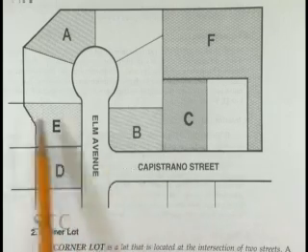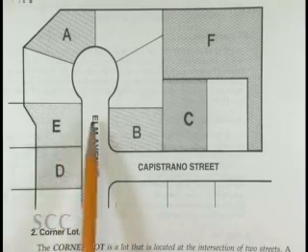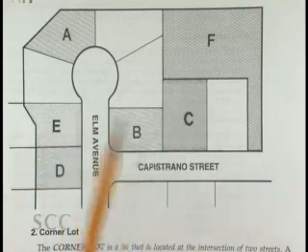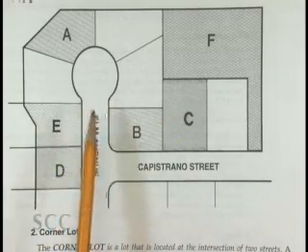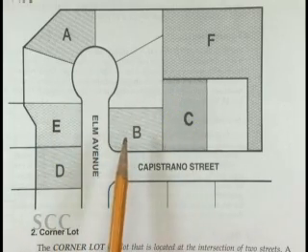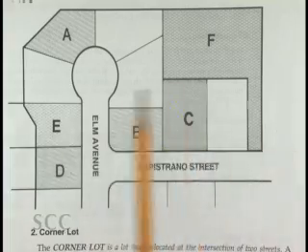That was D. E is usually considered to be a fairly good lot. You don't have the traffic going in both ways. It's usually fairly close to the cul-de-sac, so hopefully you don't get a lot of people coming and going out of there. And then we talked about lot F.